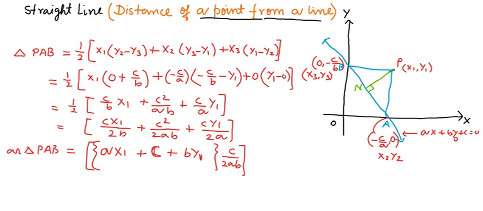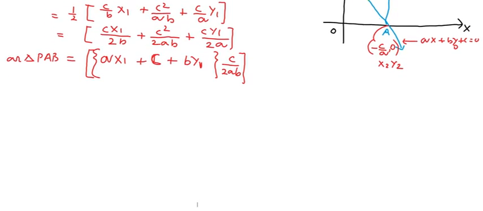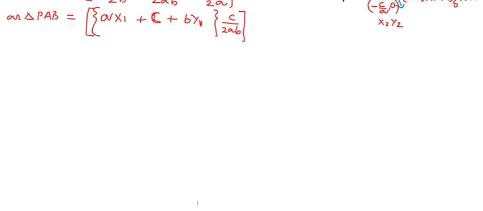Okay. Now see, this is the area of the triangle PAB. Now we can calculate the area of the triangle in another way, that is, area of triangle PAB equal to half AB into PN.